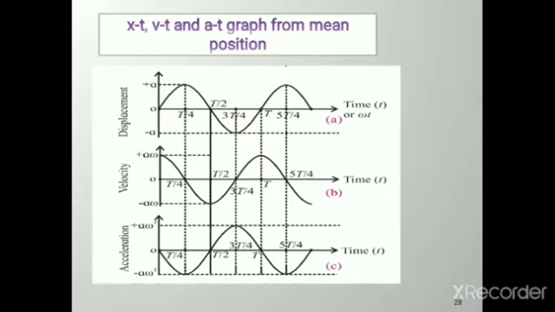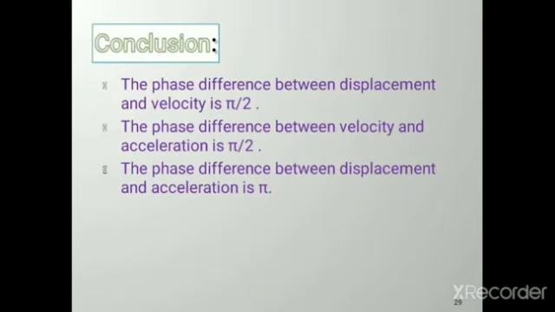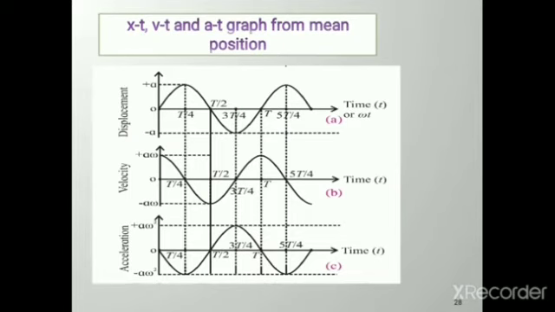Let us discuss the conclusion of this graph. The phase difference between displacement and velocity is pi by 2. If you observe the phase difference between displacement and velocity, that is the starting point of displacement and velocity, there is a phase difference of pi by 2.